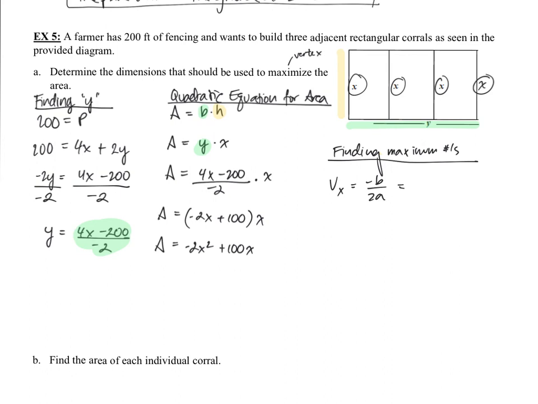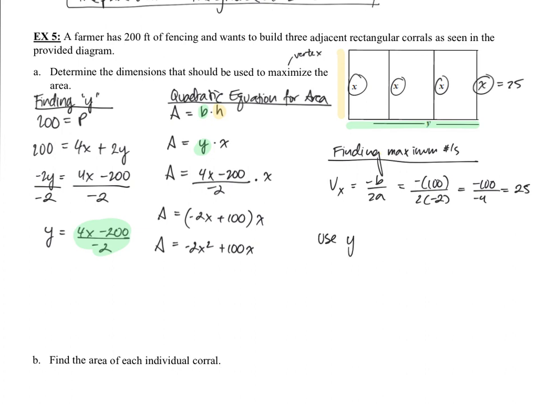My b value is 100, and my a value is negative 2. So negative 100 over 2 times negative 2. It'll be negative 100 divided by negative 4, which is 25. Okay, so now you might wonder, how do we find our y value? Because remember, we're trying to find the dimensions, so we want our x and y value. So we found that x is 25. The question is, should I plug the 25 into this value or this value? Well, let's think about what these are answering. This one will tell me my y value, whereas this one will tell me the area for my problem. So we just want to find our y value.